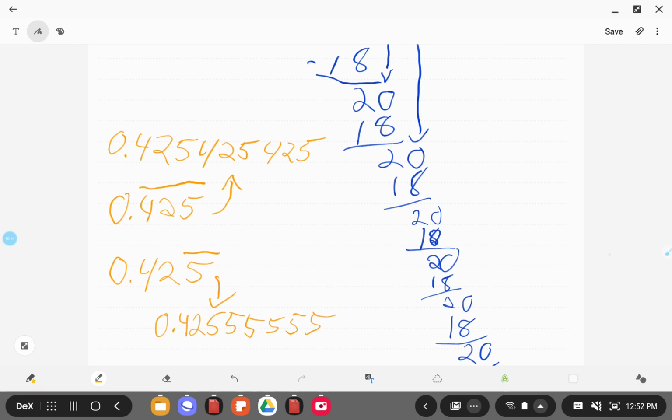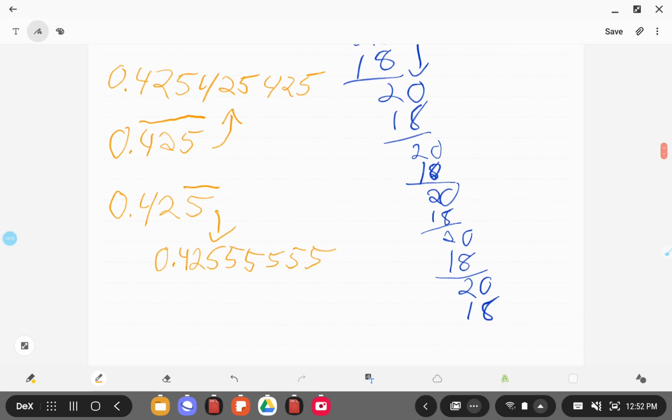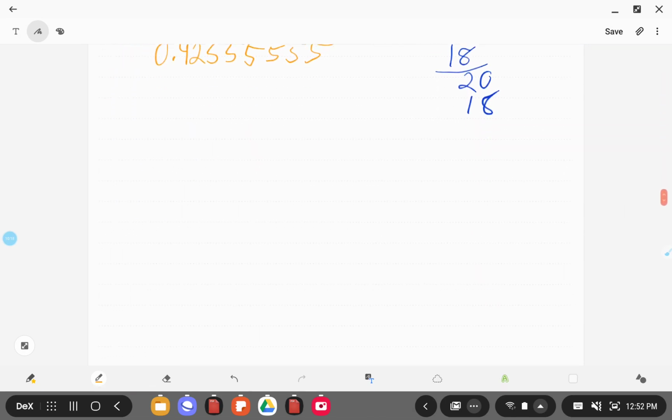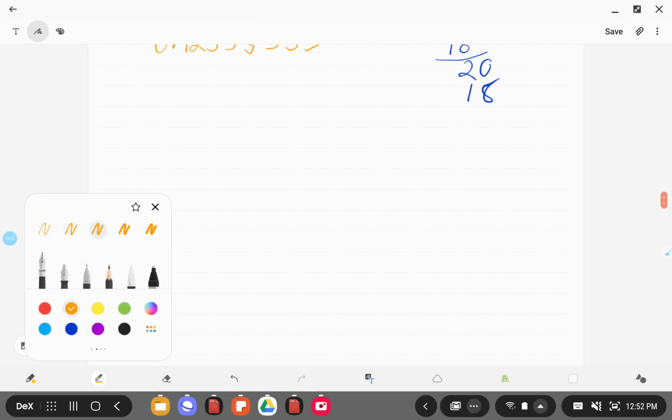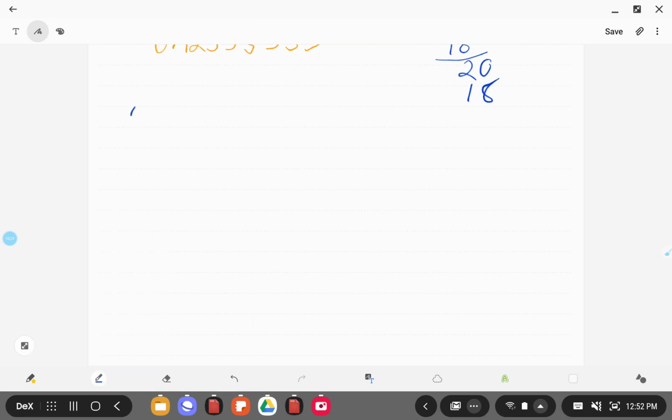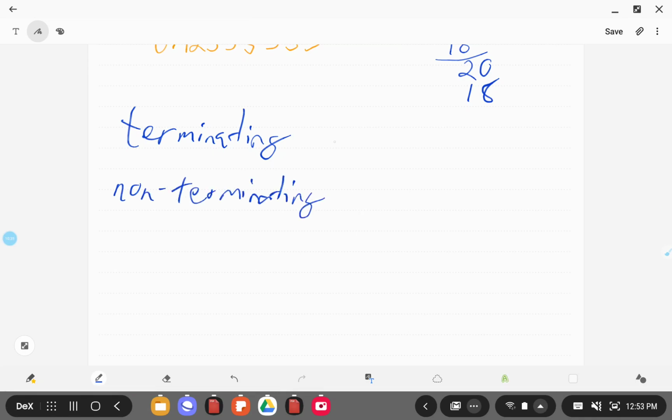All right, now to the vocabulary. The vocabulary that we talked about in today's lesson was terminating versus non-terminating and repeating versus non-repeating. So we have terminating decimals and we have non-terminating decimals. Terminating decimals are decimals that actually come to an end.